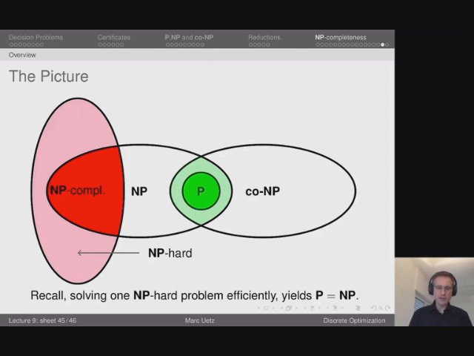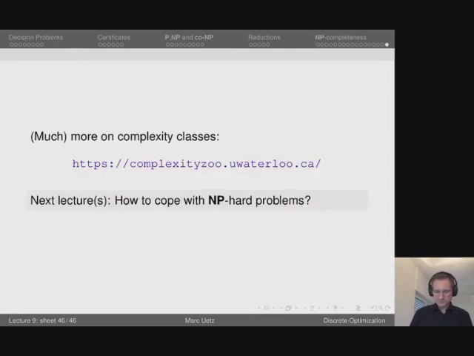and I can only mention that there are many more complexity classes. Some of them are mentioned also in the lecture notes, for example, PSPACE for polynomial space, which contains the class NP, for instance. And if you're interested, I would point you to the website of the University of Waterloo, which contains a whole zoo of more complexity classes.